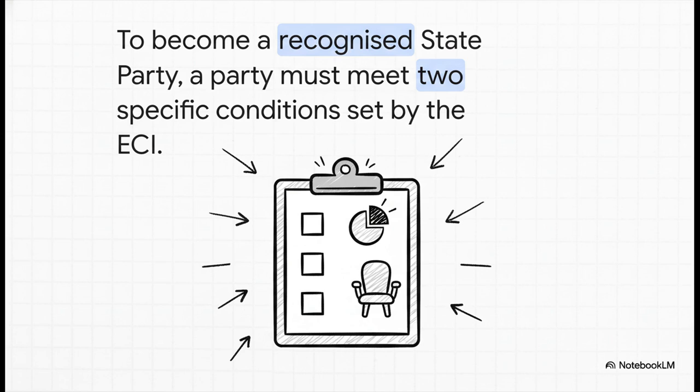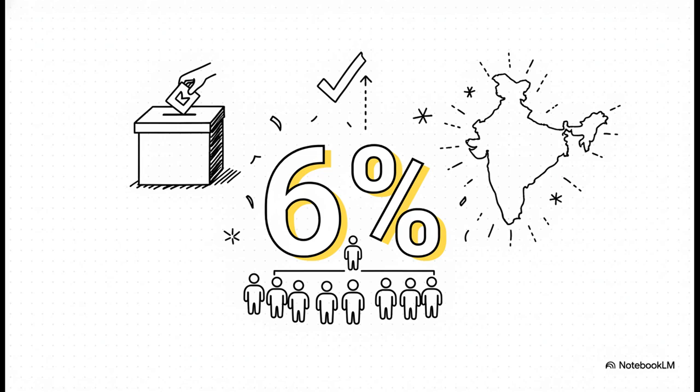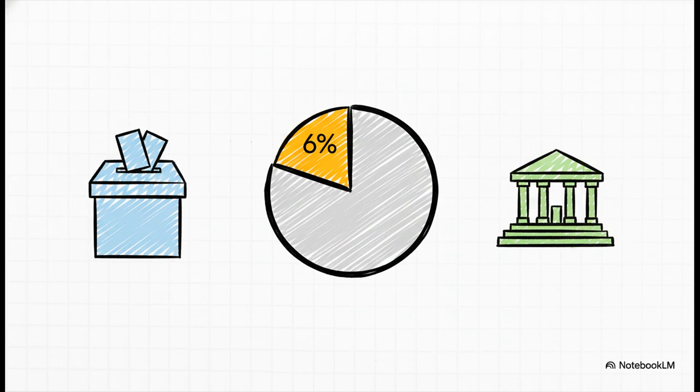Now, there are two conditions here, and it's really important to remember that a party has to meet both of them. Let's break it down. The first condition is about how many votes a party gets. It must get at least 6% of the total valid votes that are cast in an election for that state's legislative assembly. So that's the first condition, the percentage of votes.